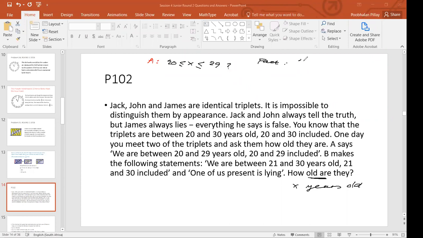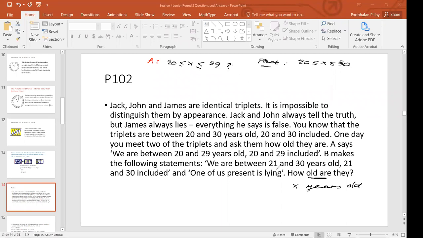Nobody says this. We're told that X is between 20 and 30. I'm going to write it down like this. Now, explain what this means, because 20 and 30 included. So we know this as a fact. Now this is what A says, but we don't know whether it's true or false.